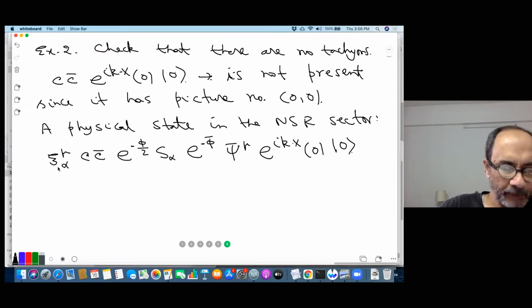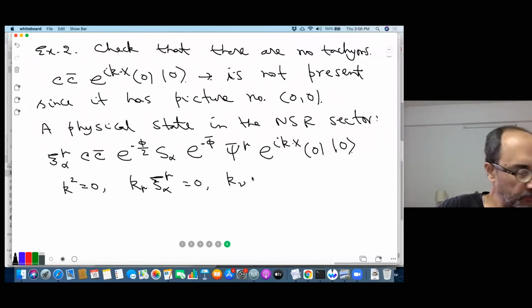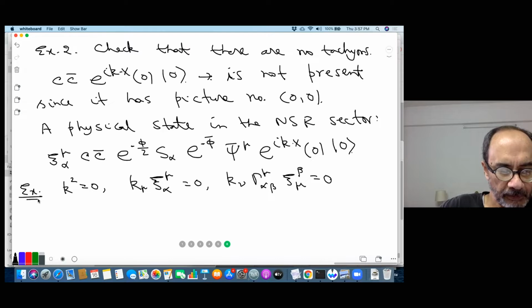And then we have to check the Q_B V equal to 0 condition. That gives conditions on k and xi. In particular, we have k square equal to 0. And then you have k mu xi alpha mu equal to 0, and then k nu gamma nu alpha beta xi mu beta equal to 0. So this I'll leave as an exercise. This comes from the Q_B V equal to 0 condition.